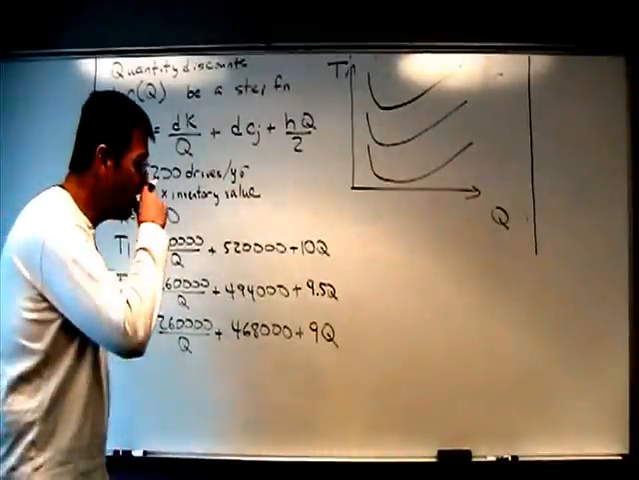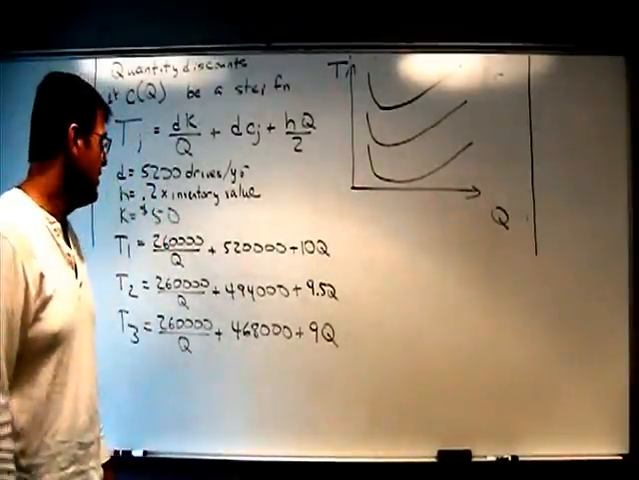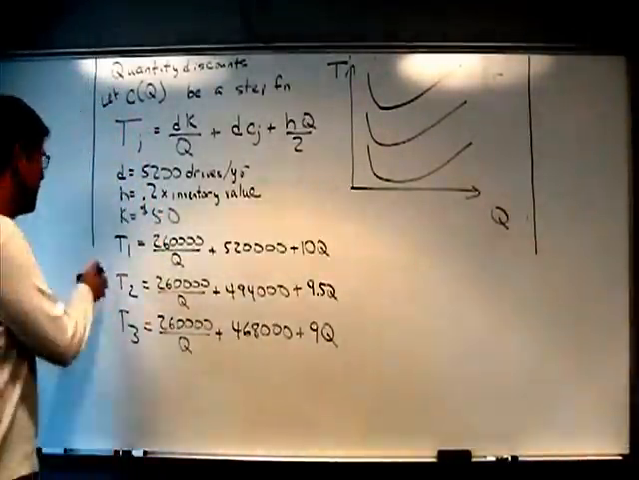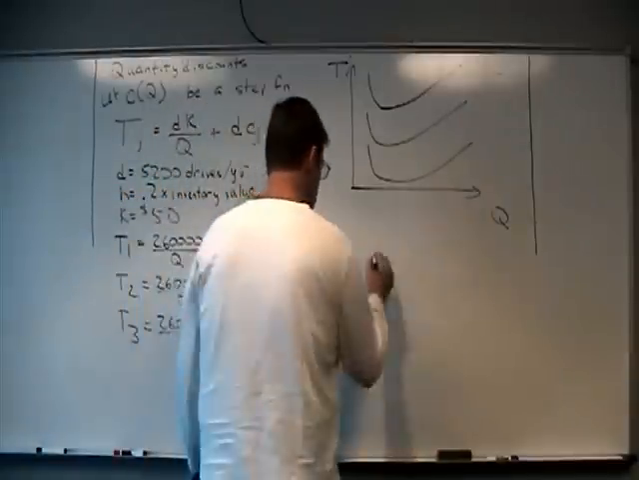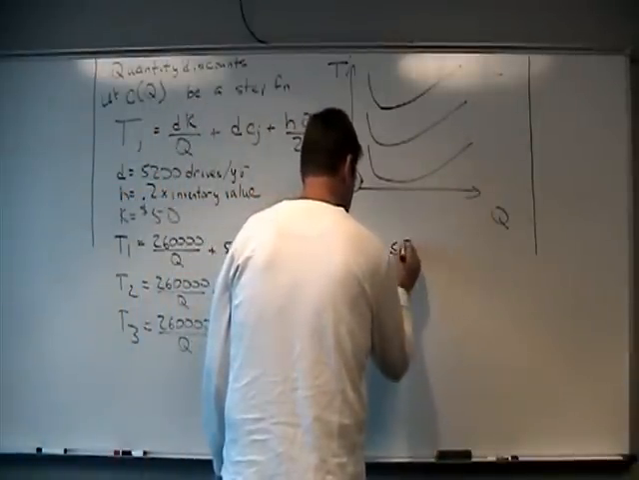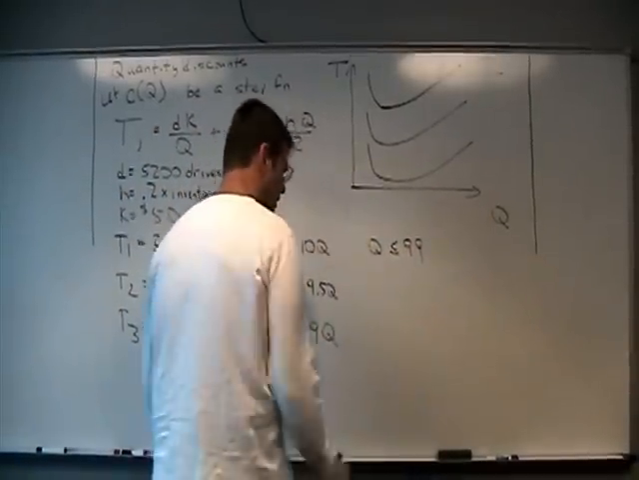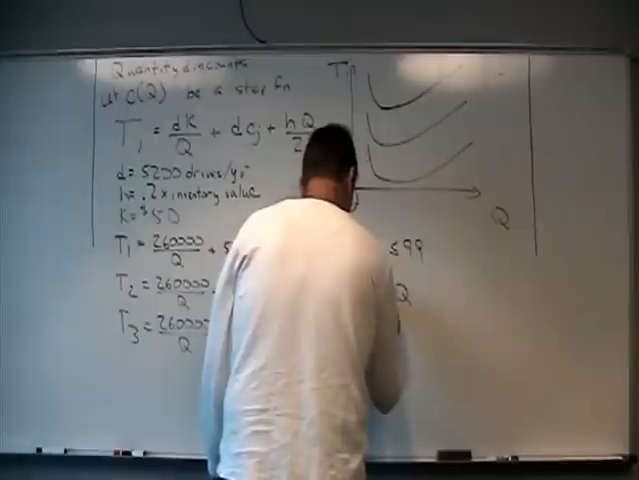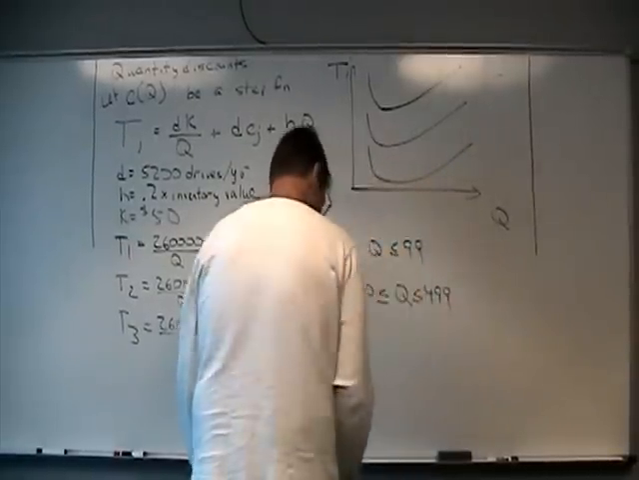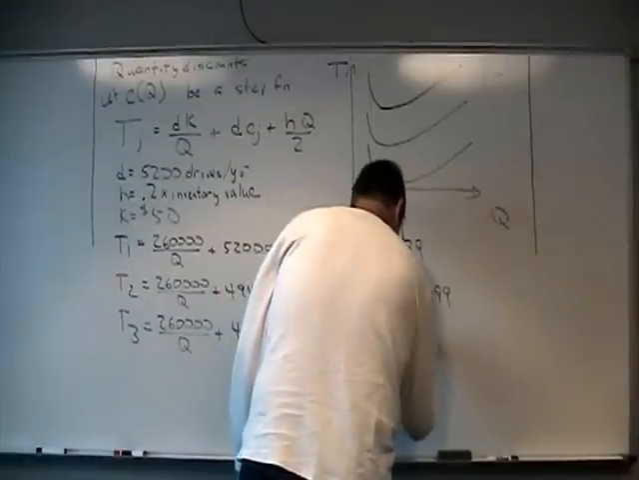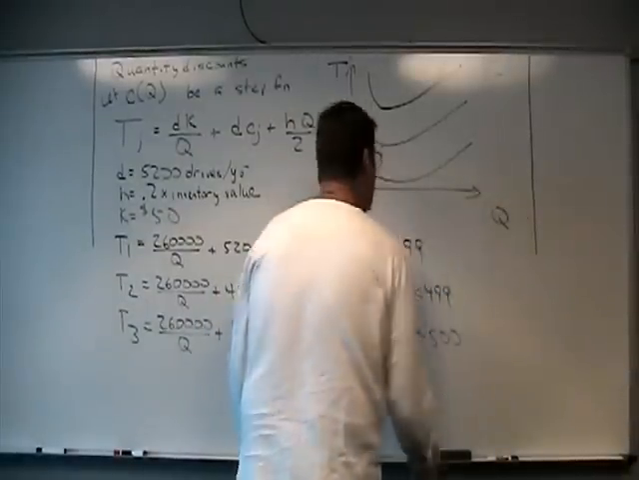And so as far as we're concerned here, we have to remember that T1, our order size here, is with Q less than or equal to 99. T2 is with Q between 100 and 499. And T3 is Q greater than or equal to 500.